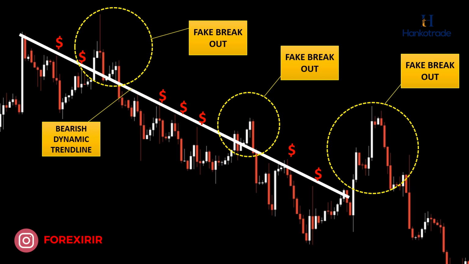Additionally, this breakout generated excitement among more traders, convincing them that it was the right moment to ride the upward wave. They placed their buy orders and entered the market while also adjusting their stop-loss orders just below the trend line, creating a potential target for the price.